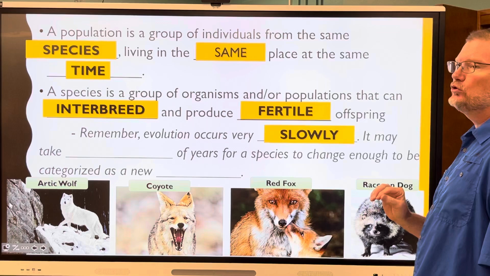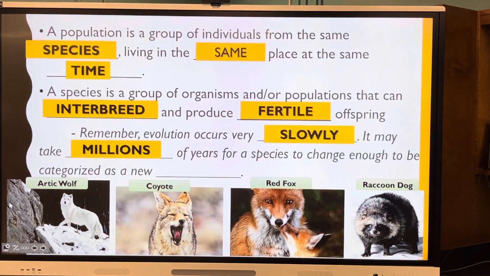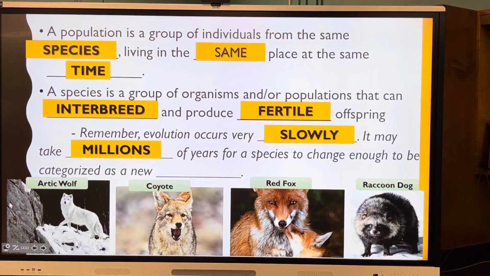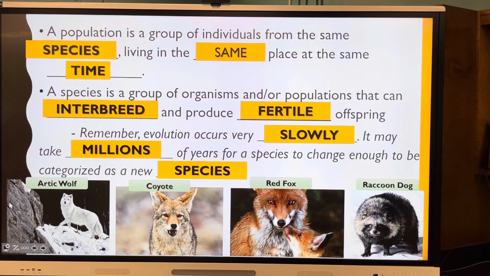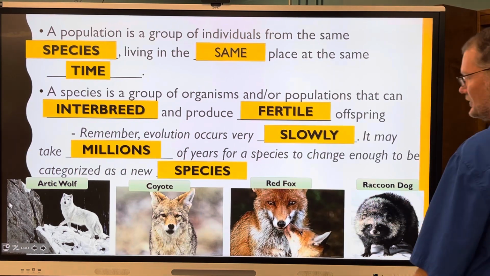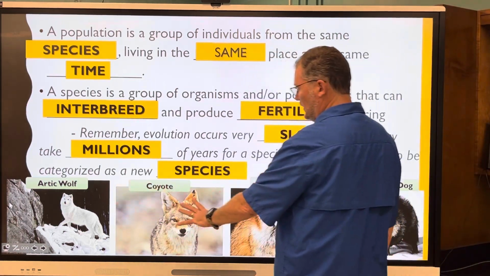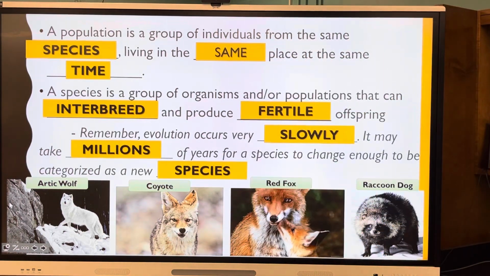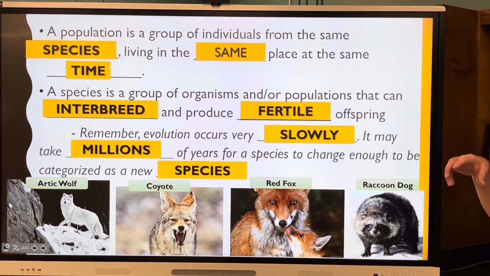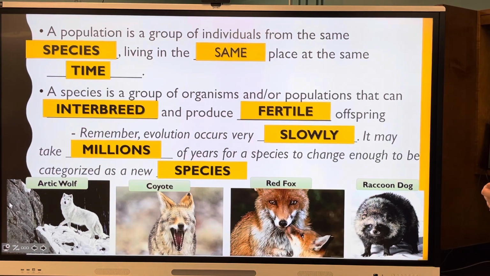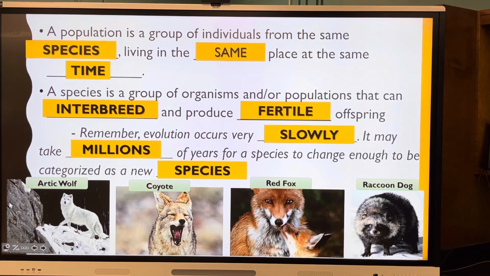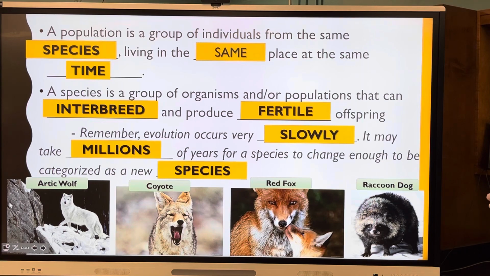So remember, evolution occurs very slowly. It may take millions of years for a species to change enough to be categorized as a new species. So here you've got all of these animals that have an ancestor on their phylogeny tree, and they're all different species now.